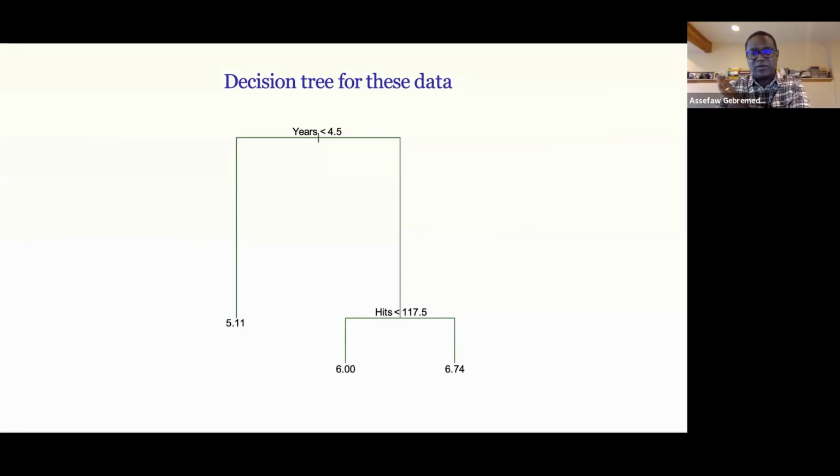So the first thing we did was split the data into 2 places, where one half is the data that is less than 4.5 years of experience, and the other half is above 4.5. So we go to the left and to the right. Once we went to the right, we saw from the picture that it made sense to see how many hits they have had, and something like 117 hits. When we go below it is 1, and when we go above it is another 1.